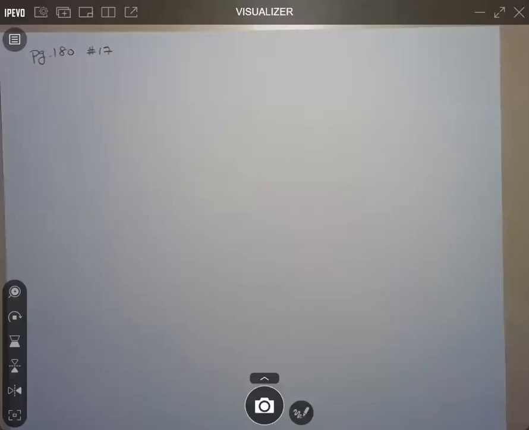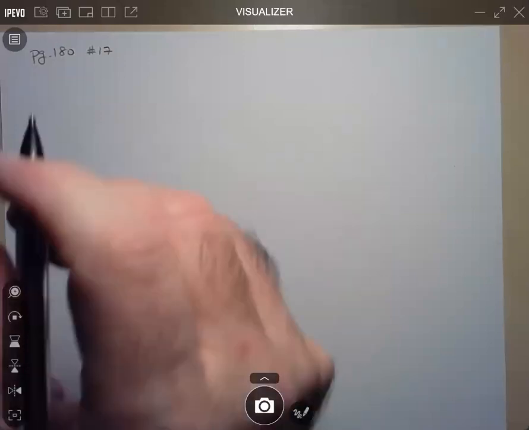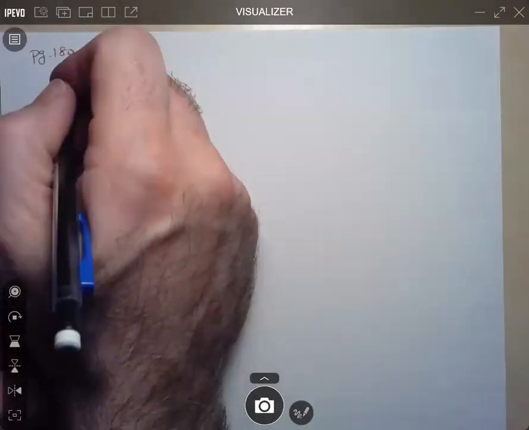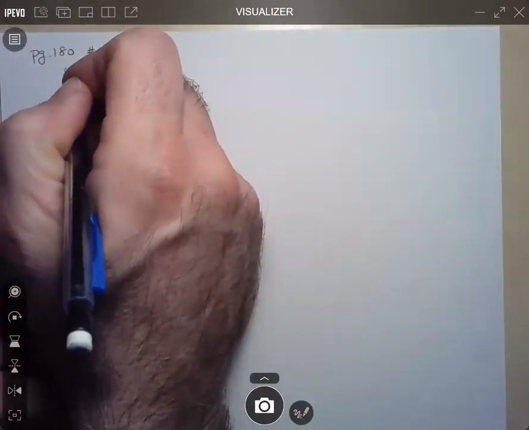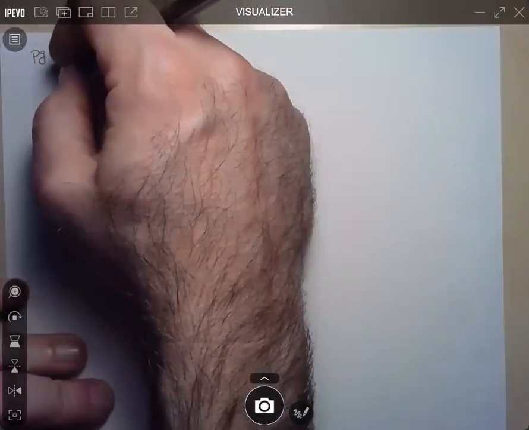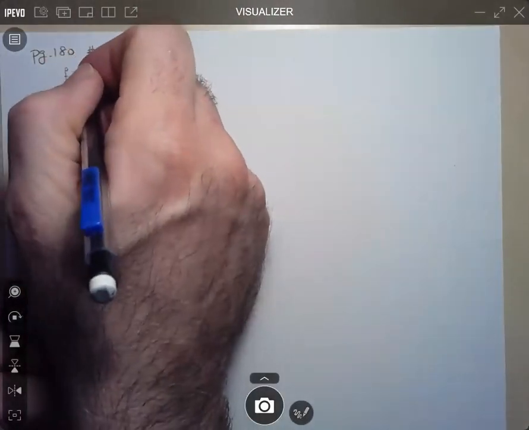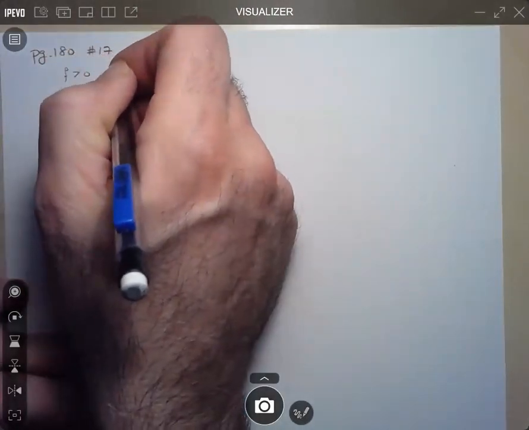All right, so let me read the question. It says, suppose f and g are positive functions. So I'm going to write that down. So I've got the info in front of me. So f, actually, let's make it a little easier. I don't need the f at x. So f is greater than 0 and g is greater than 0.